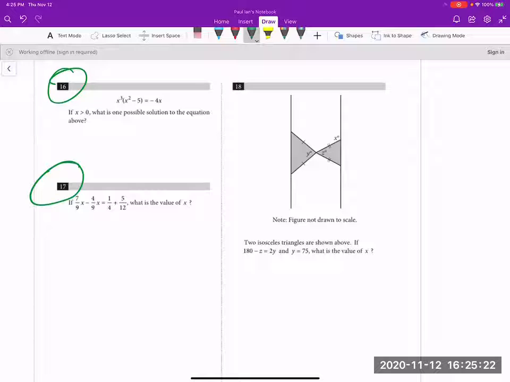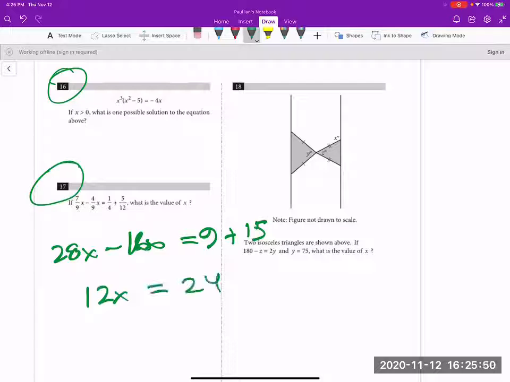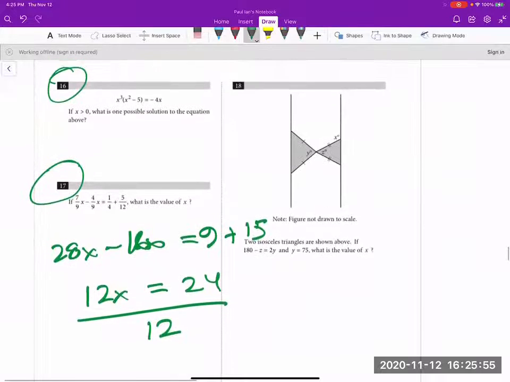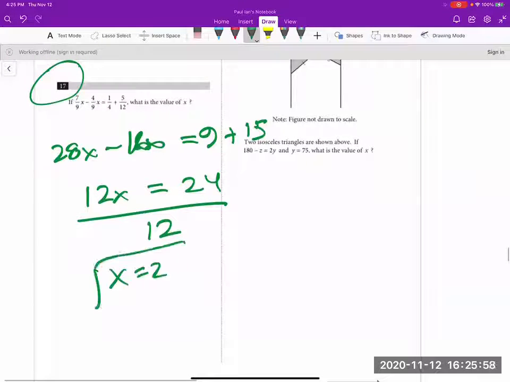Number 17. What is the value of x? This one again, you just have to solve for it. What you would do is just clear the fractions first. If you do that, you're going to get 28x minus 16x equals 9 plus 15, after all the simplification. Then when you combine like terms, you're going to get 12x equals 24, divided by 12, x equals 2. That one's the easy one.